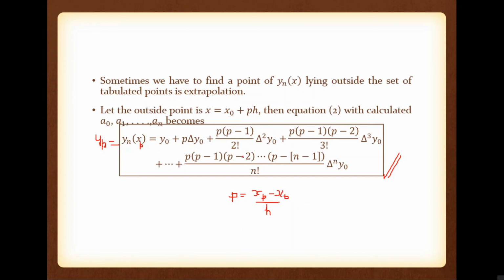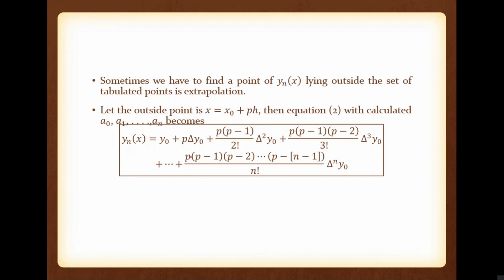So yp is equal to yn of xp, and we are assuming that it is also equal to y of xp. That is actually not true. So that is equal to y0 plus p into delta y0 plus p into p minus 1 divided by 2 factorial into delta square y0 plus etc. plus p into p minus 1 into p minus 2 into etc. into p minus n minus 1 divided by n factorial into delta raised to n y0, where p is equal to xp minus x0 divided by h. So please note down this.